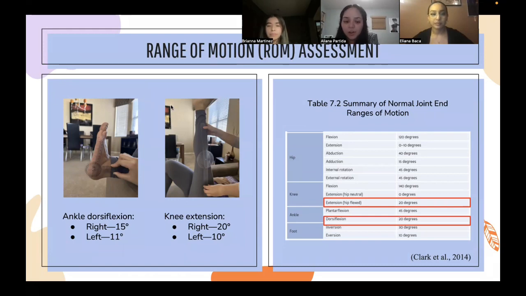And here on the right leg, the client got 20 degrees, which is normal. And on the left leg, it's 10 degrees, which is slightly decreased range of motion. This may be because of overactive muscles such as the hamstring complex or the gastroc. And the antagonists, which may be underactive here, causing decreased range of motion, include the hip flexor complex and the quadricep complex.